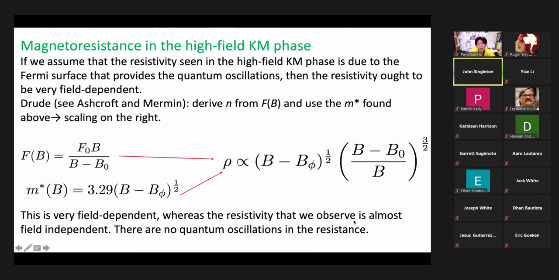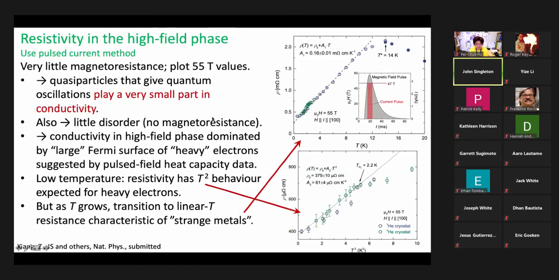The resistivity that we actually observe is almost field independent, and there are no quantum oscillations in it. So basically, whatever is causing the resistivity is not predominantly the fermions that give the quantum oscillations. So the quasi-particles that give the quantum oscillations play a very small part in the conductivity. Also, this absence of magnetoresistance means that there's very little disorder. So this conductivity in the high field phase is dominated by this large Fermi surface of heavy electrons that was suggested by the pulsed field heat capacity data that I was talking about earlier.